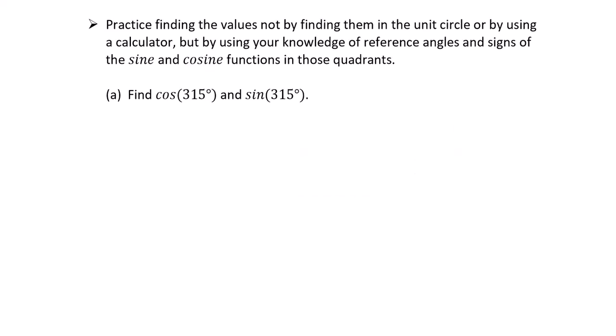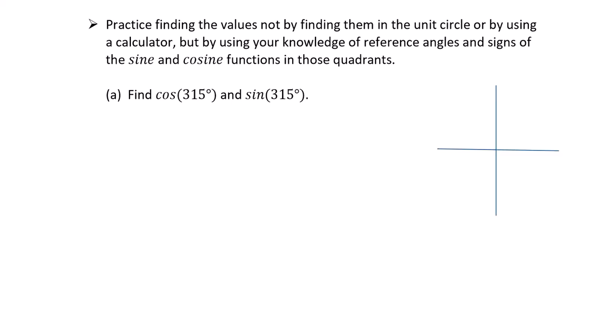So let's practice finding the values here, not by finding them on the unit circle, not by using a calculator or by looking them up in a chart, but by using your knowledge of reference angles and the signs of the sine and cosine functions in each of the 4 quadrants. So let's look at cosine of 315 degrees and sine of 315 degrees.